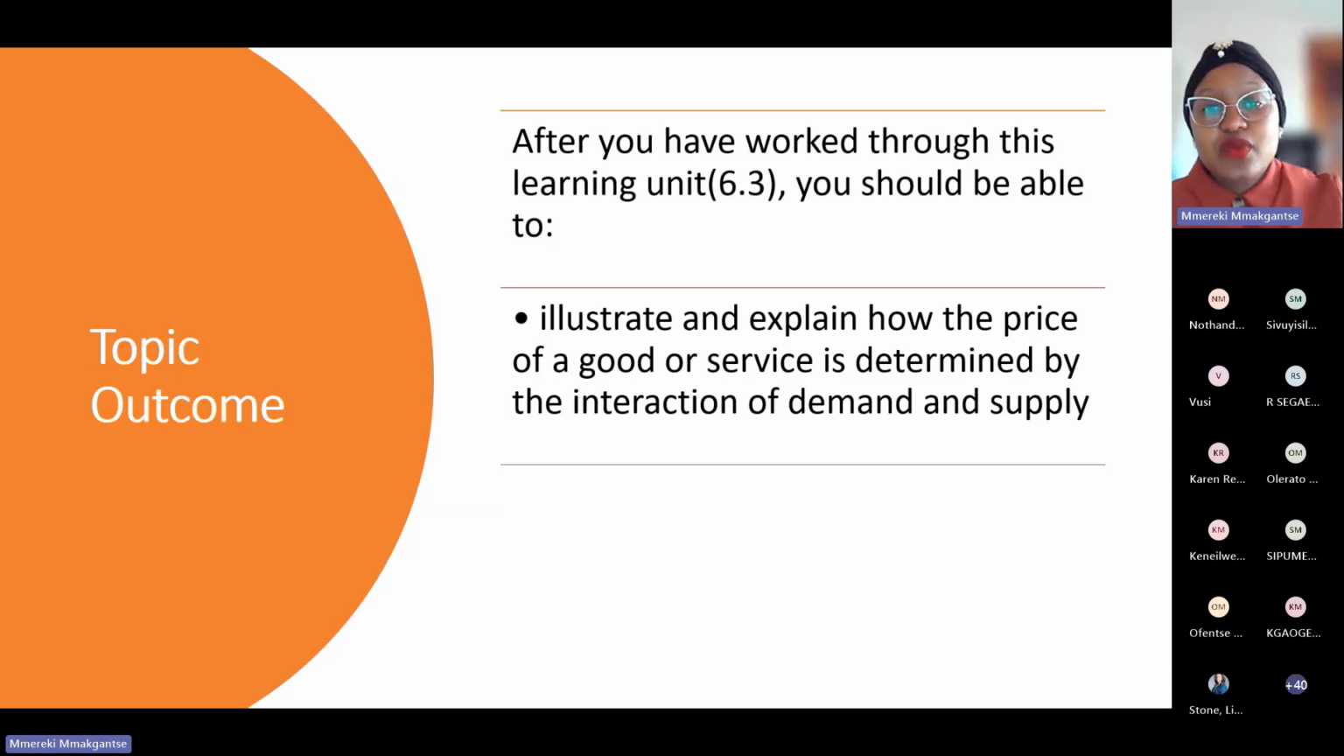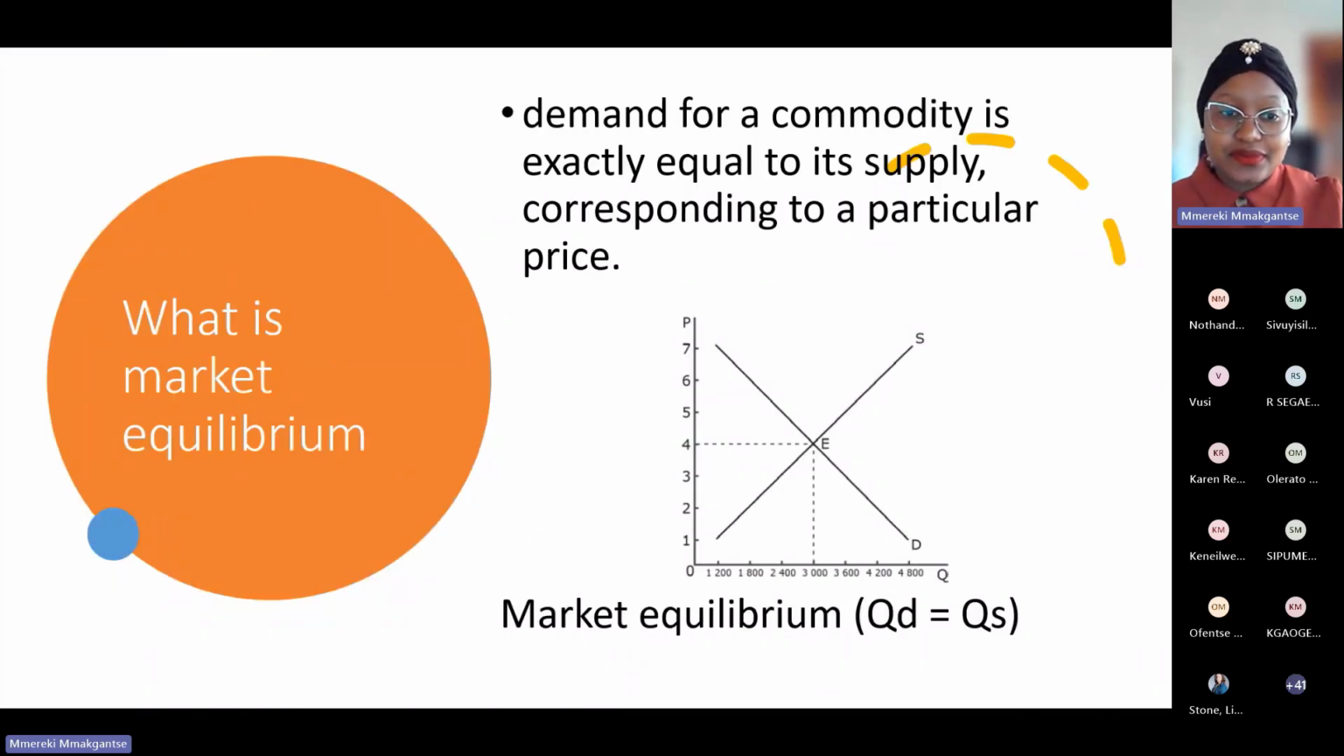After you've worked with this learning unit 6.3, you should be able to illustrate and explain how the price of a good or service is determined by interaction of supply and demand. One might ask, what is market equilibrium? Market equilibrium is when the demand for a commodity is exactly equal to its supply, corresponding to a particular price.